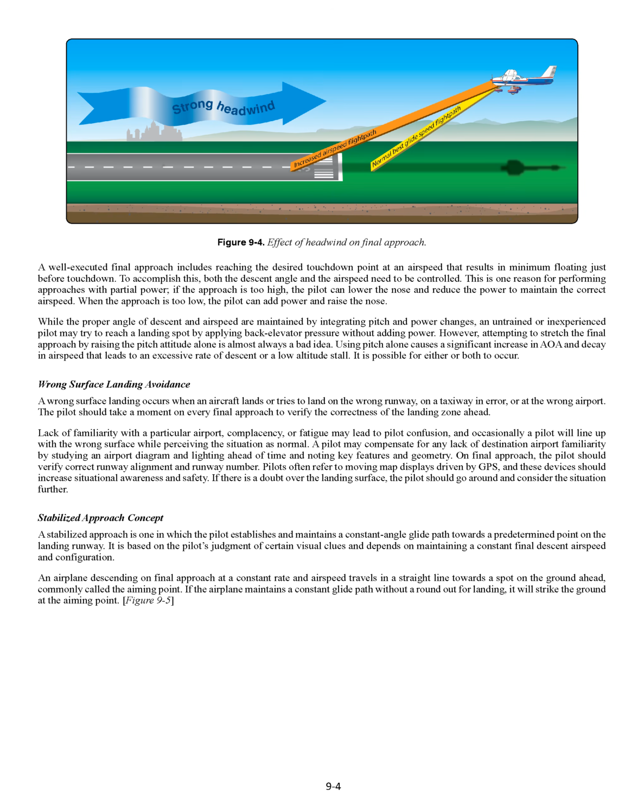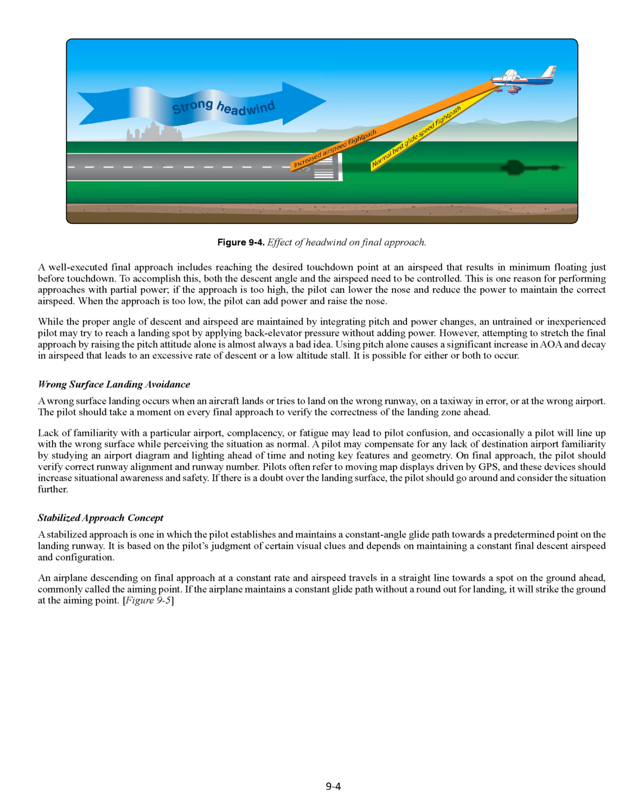If the approach is too high, the pilot can lower the nose and reduce the power to maintain the correct airspeed. When the approach is too low, the pilot can add power and raise the nose. While the proper angle of descent and airspeed are maintained by integrating pitch and power changes, an untrained or inexperienced pilot may try to reach a landing spot by applying back elevator pressure without adding power. However, attempting to stretch the final approach by raising the pitch attitude alone is almost always a bad idea. Using pitch alone causes a significant increase in AOA and decay in airspeed that leads to an excessive rate of descent or a low altitude stall. It is possible for either or both to occur.